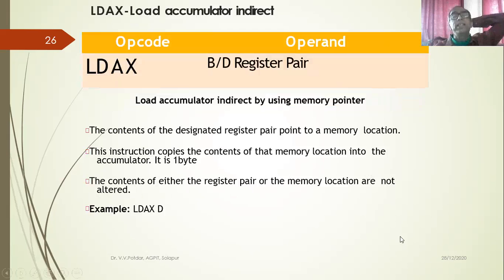Then LDAX, that is load accumulator indirect. Operand is B/D register pair. Load accumulator indirect by using memory pointer. The contents of the designated register pair point to a memory location. This instruction copies the contents of that memory location into the accumulator. It is 1 byte. The contents of either the register pair or the memory location are not altered. So how is it represented? LDAX B or LDAX D.